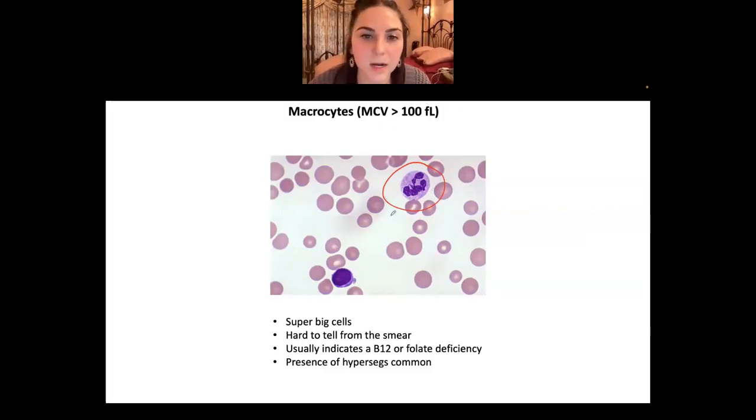So these cells are going to be a little bit bigger. Again, you're going to be telling from the CBC, the MCV is going to be big. This is going to be usually indicative of a B12 or folate deficiency, B12 or B9. But the hypersegs give it away. And then this would be a lymphocyte. Again, the nucleus to cytoplasm ratio.